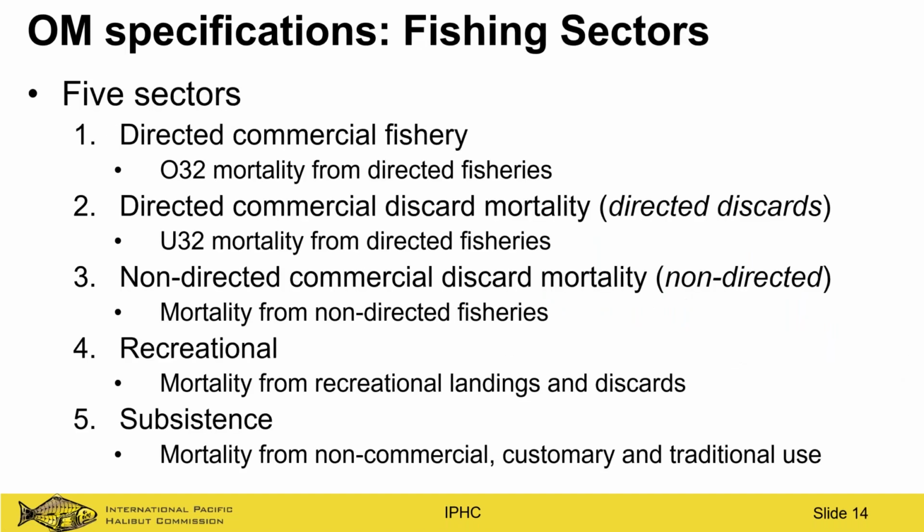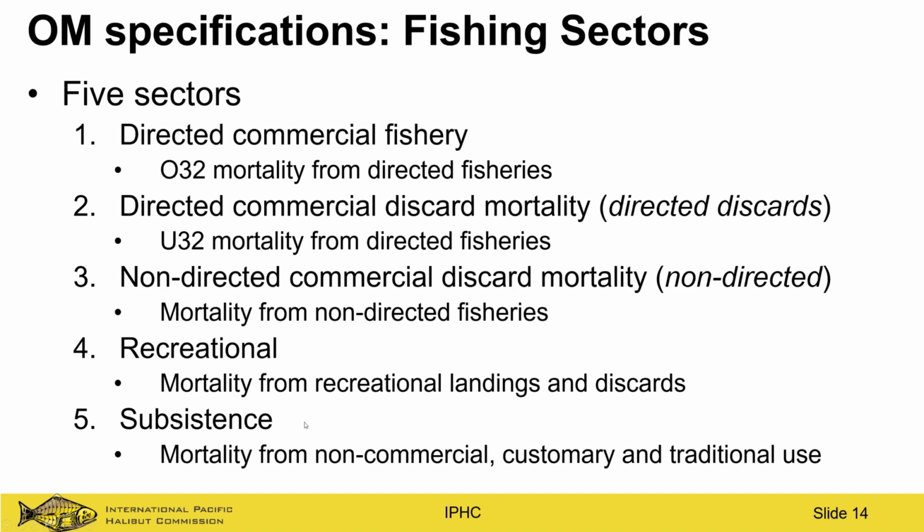There's basically the same 5 sectors, fishing sectors, that are modeled in the stock assessment. We're modeling that in the operating model, and that's partly a matter of convenience, and the data are already formatted for us to use in the operating model because they're formatted for use in the stock assessment. But these are really the 5 sectors that are most important to the stakeholders for these evaluations. And that includes, of course, the directed commercial fishery. The directed commercial discard mortality is modeled as its own sector rather than through some sort of retention curve, and there's a lot of reasons for that. There's the non-directed commercial discard mortality, which is bycatch, and then there's recreational and subsistence.